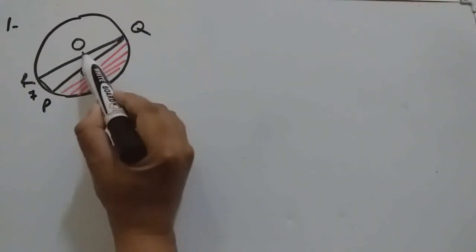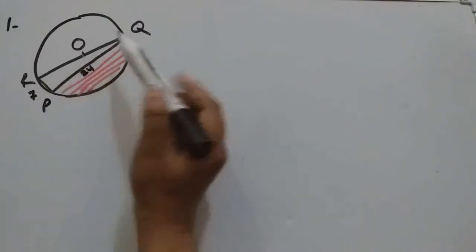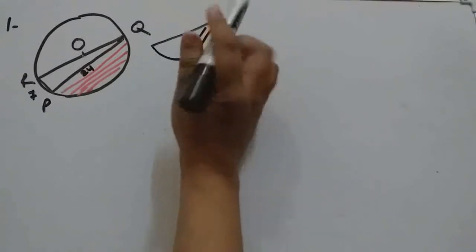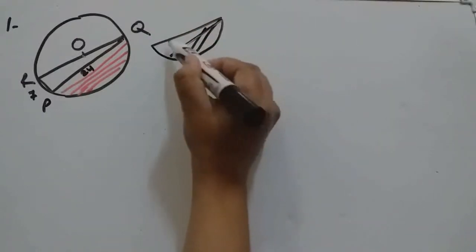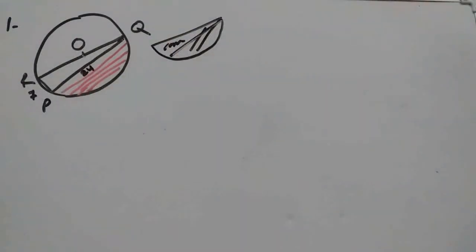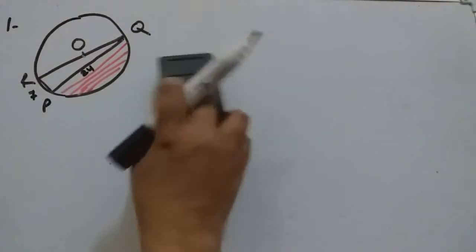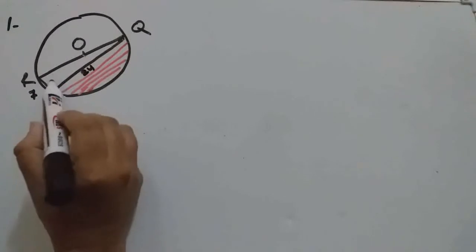O is the center of the circle, so that means this is a semicircle. So from the semicircle, if we subtract the triangle PQR, we will get this red region's area.